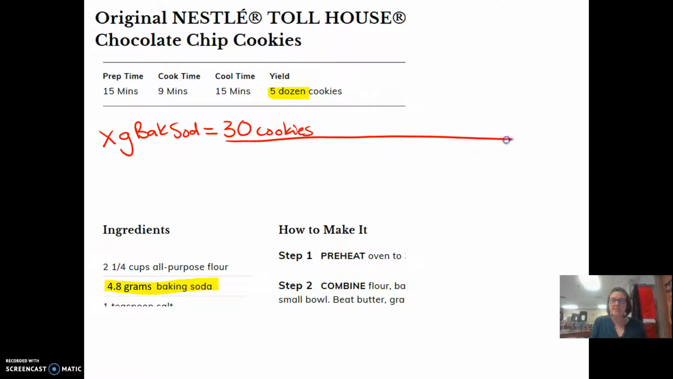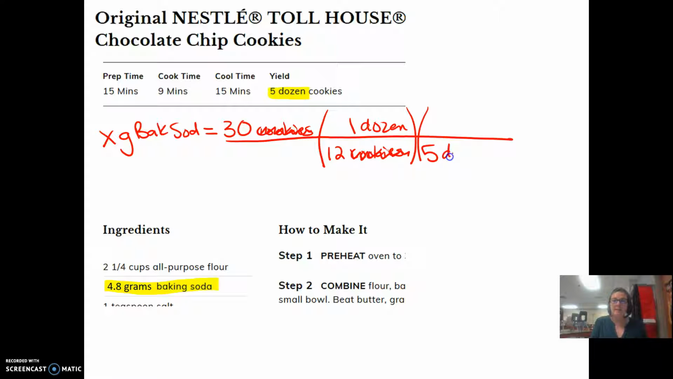Well, the first thing I need to do is think of 30 cookies in terms of dozens, since that's the reference for this recipe. So I would first say, there are going to be 12 cookies for every 1 dozen. And that lets me stop thinking about individual cookies and start thinking in terms of dozens. And now I can start using this highlighted information to scale the recipe.